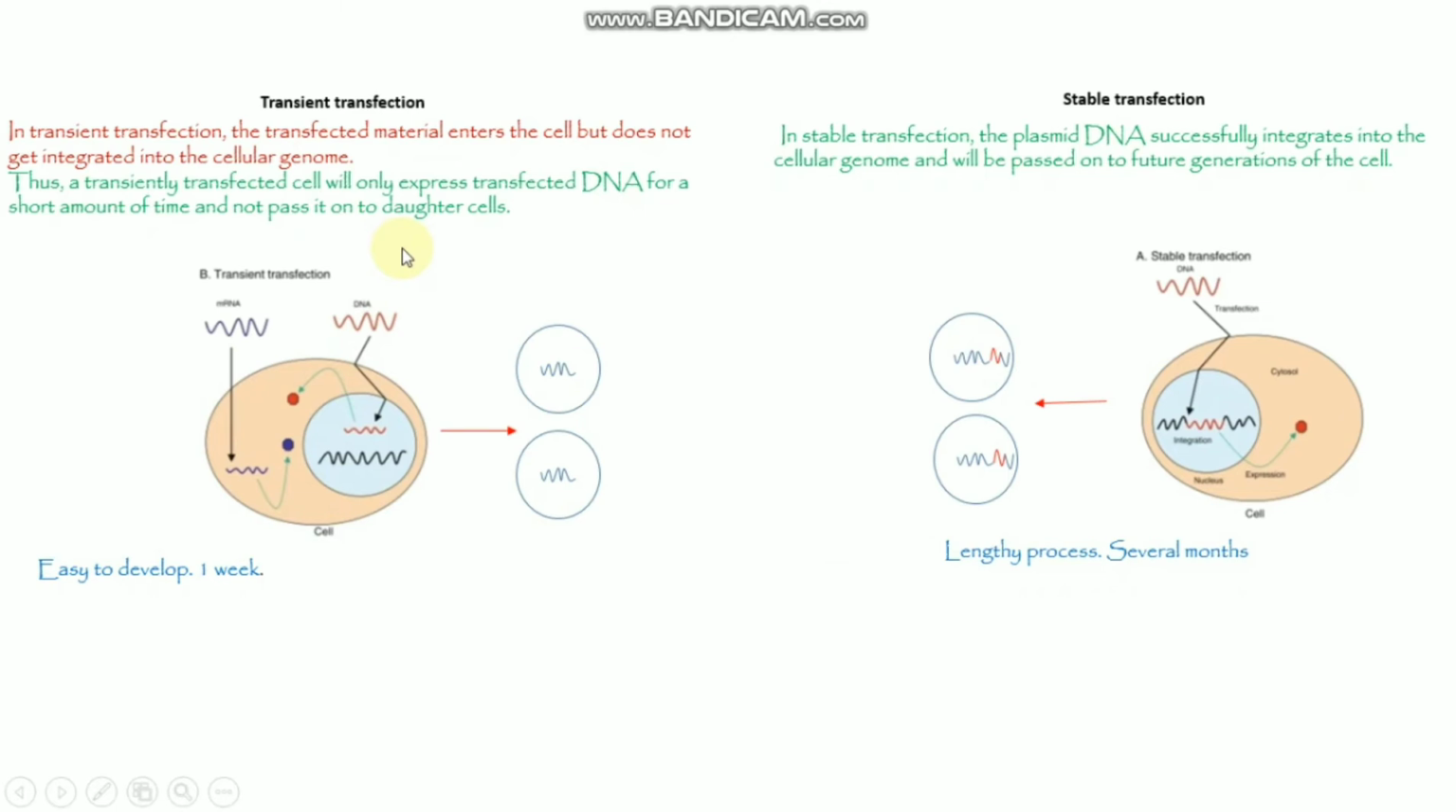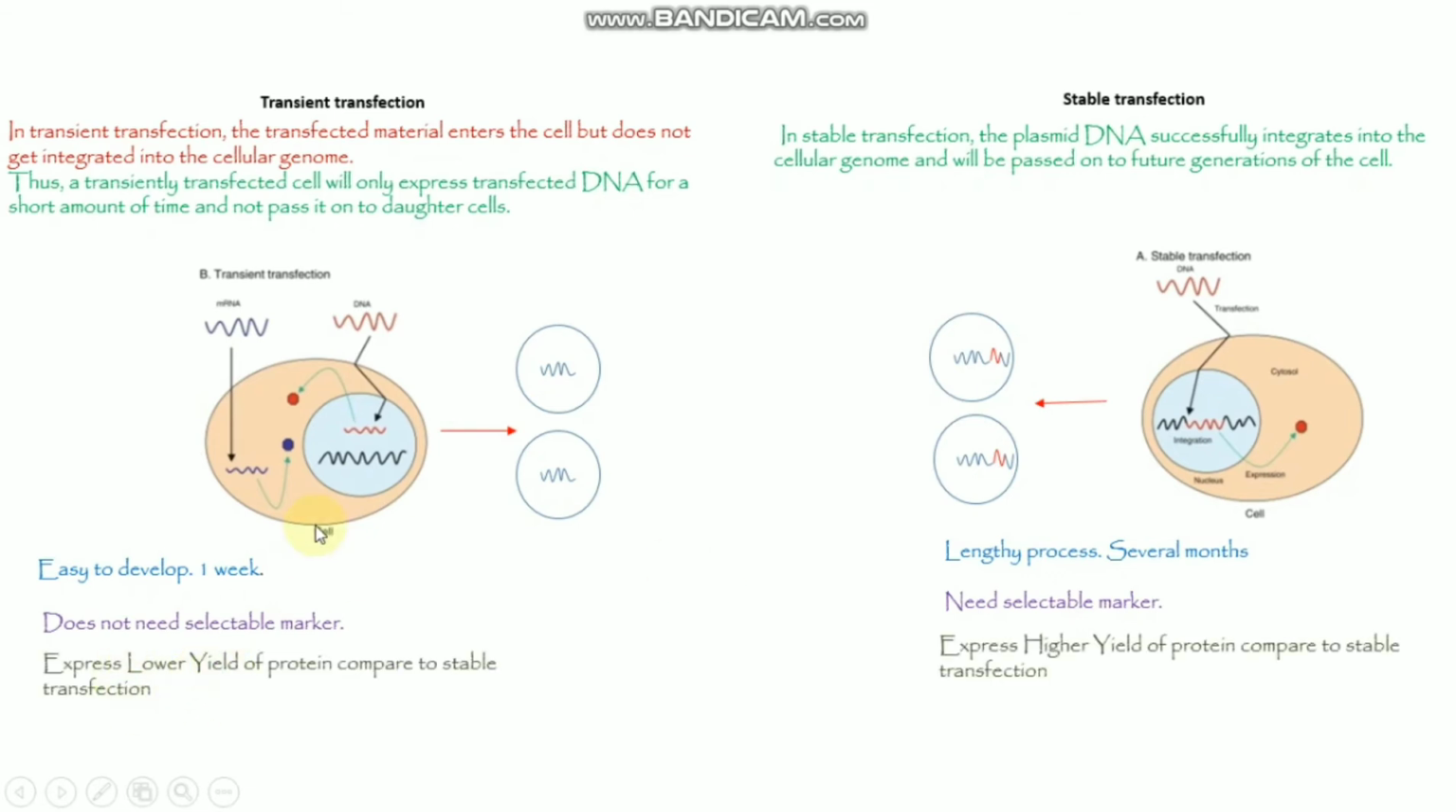Transient transfection is actually very easy to develop. It takes around 1 week, but stable transfection is a very lengthy process. It takes several months and there are a lot of steps. Transient does not need any selectable marker, but stable needs a selectable marker. Transient expresses a lower yield of protein compared to stable transfection, while stable expresses a higher yield of protein.